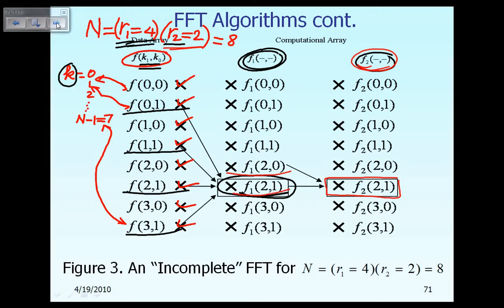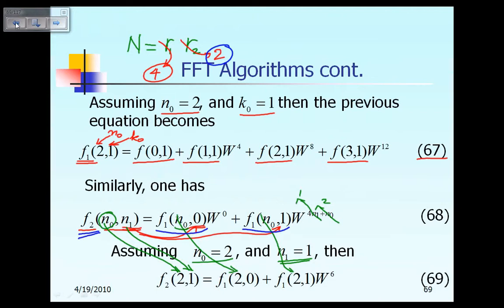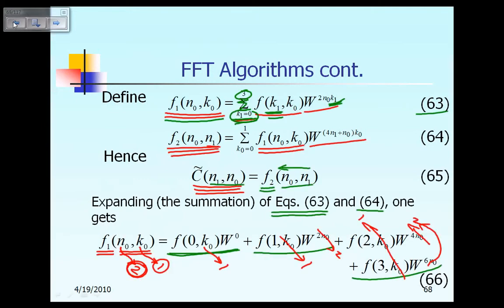Actually, this fast Fourier transform graph that you see here in figure 3 is basically the same expression as the formulas I already derived for you to compute f1 and f2, as shown in equations 67 and 68, or as I showed you in equation 63 for f1 and 64 for f2. So the FFT graph just reflects the same formulas that I derived for you earlier.